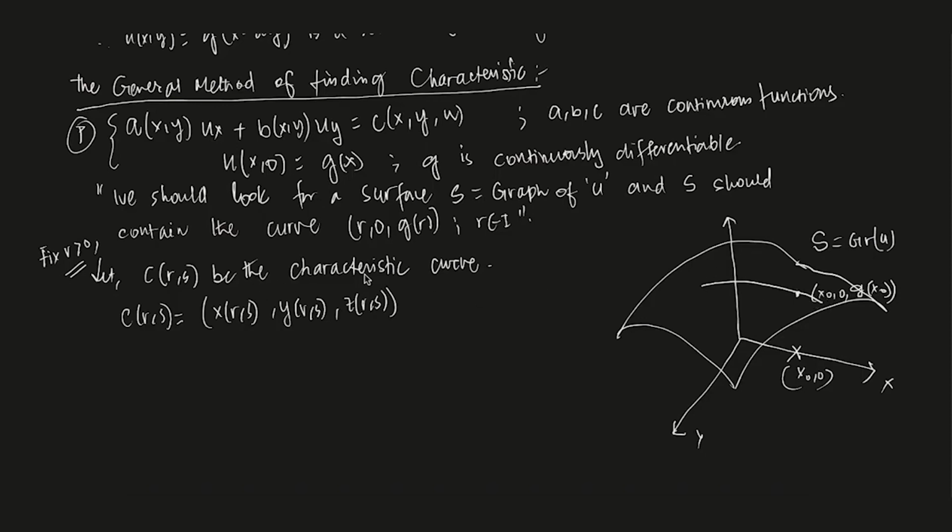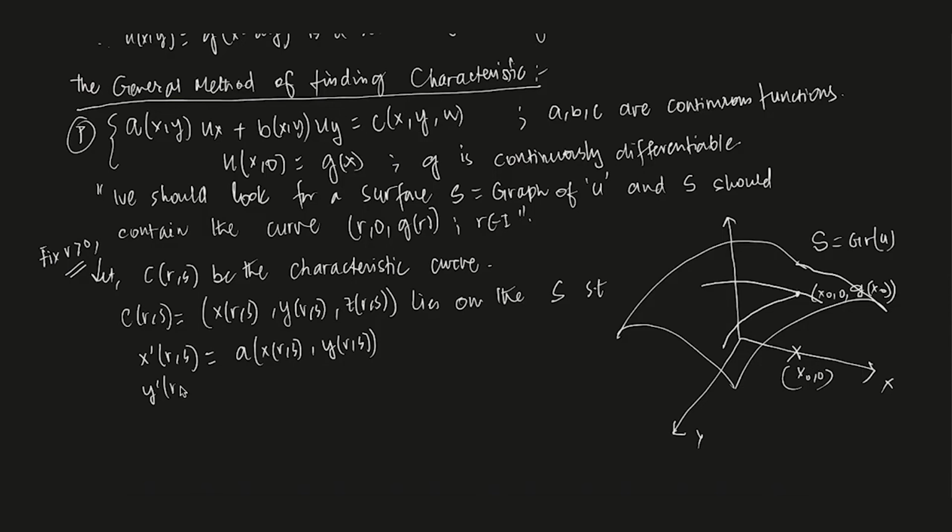We want our characteristic curve not just any arbitrary one. We want it to start from here, and then move outwards on the surface. So c of s lies on the surface S, such that x prime of r, s should be a of x of r, s, y of r, s.